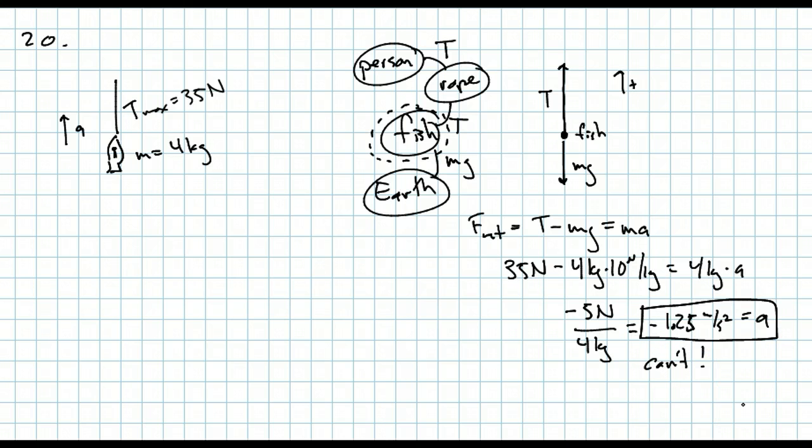We could only slow its downward acceleration, unless we had some stronger line that could exert a bigger force, and then we could do that.